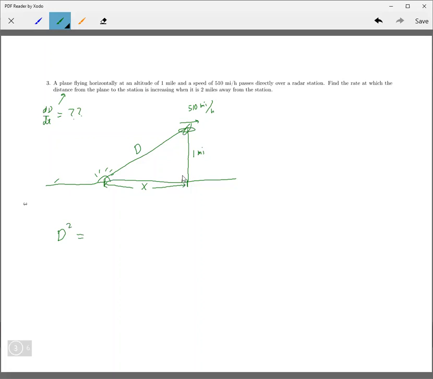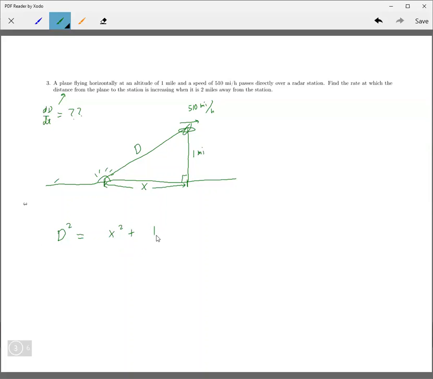Okay, so because this is a right triangle, the distance squared is x squared plus 1 squared. Now we could take the square root, so we have D equals the square root of x squared plus 1, but that just makes it harder, okay? This is fine if we just do this right here. So this is good enough for our equation, okay?